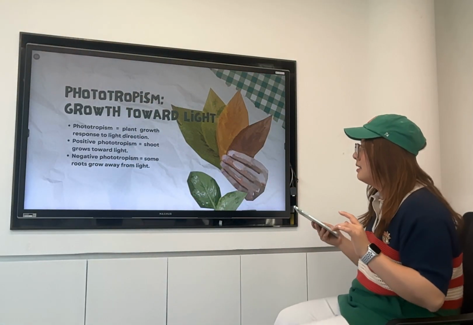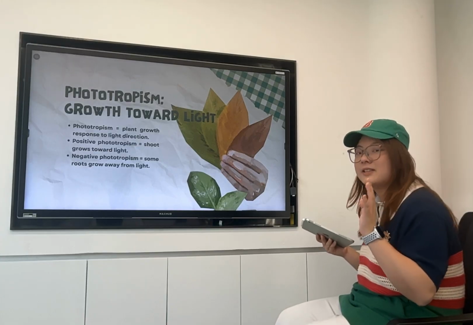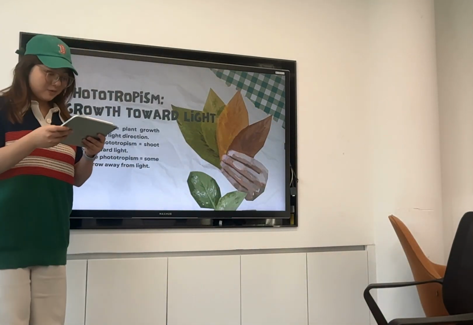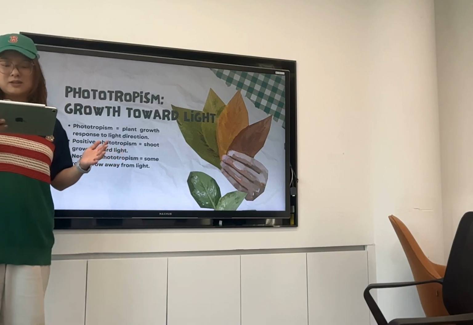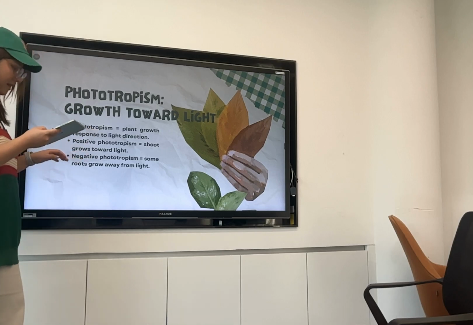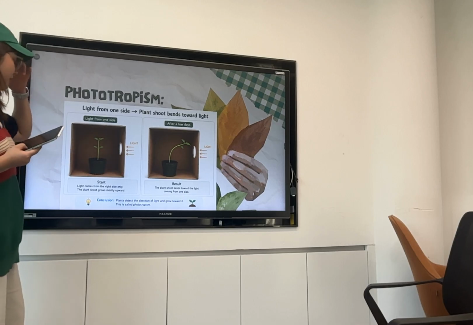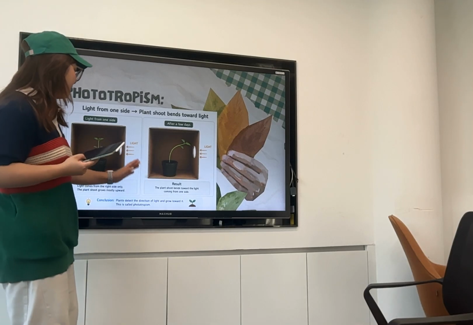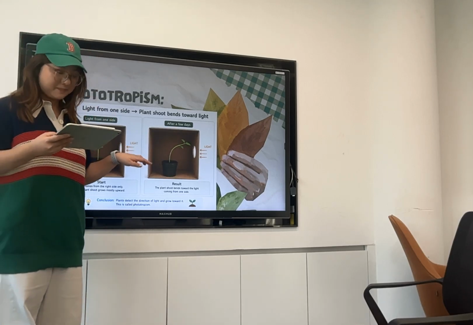So your plant growing towards the window is the phenomenon of positive phototropism? Yes, you're right. The plant shoot is growing towards the light source, so that is positive phototropism. We can view from this graph that if we have light from one side, then after a few days, the grass will bend to the light side. That is positive phototropism.